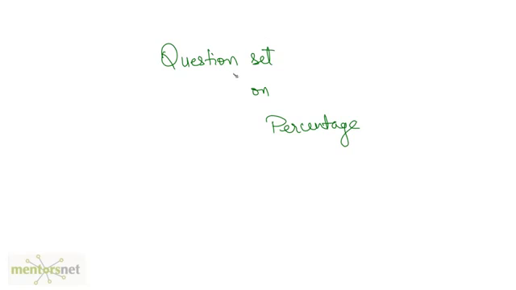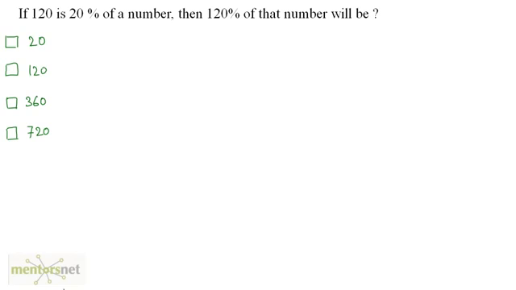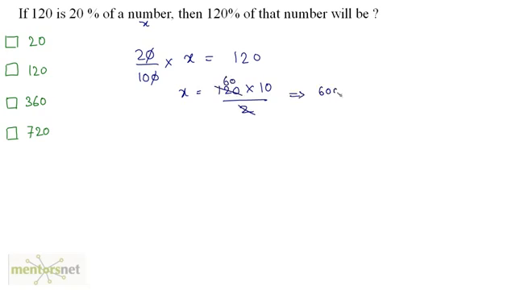Let us see what these questions on percentage have to offer us. If 120 is 20% of a number, then 120% of that number will be? So let this number be x. We have 120 as the 20% of this number. So we can write 20 upon 100 times x is equal to 120. Therefore, x is equal to 120 times 10 by 2, and 120 by 2 gives you 60, and x is equal to 600.